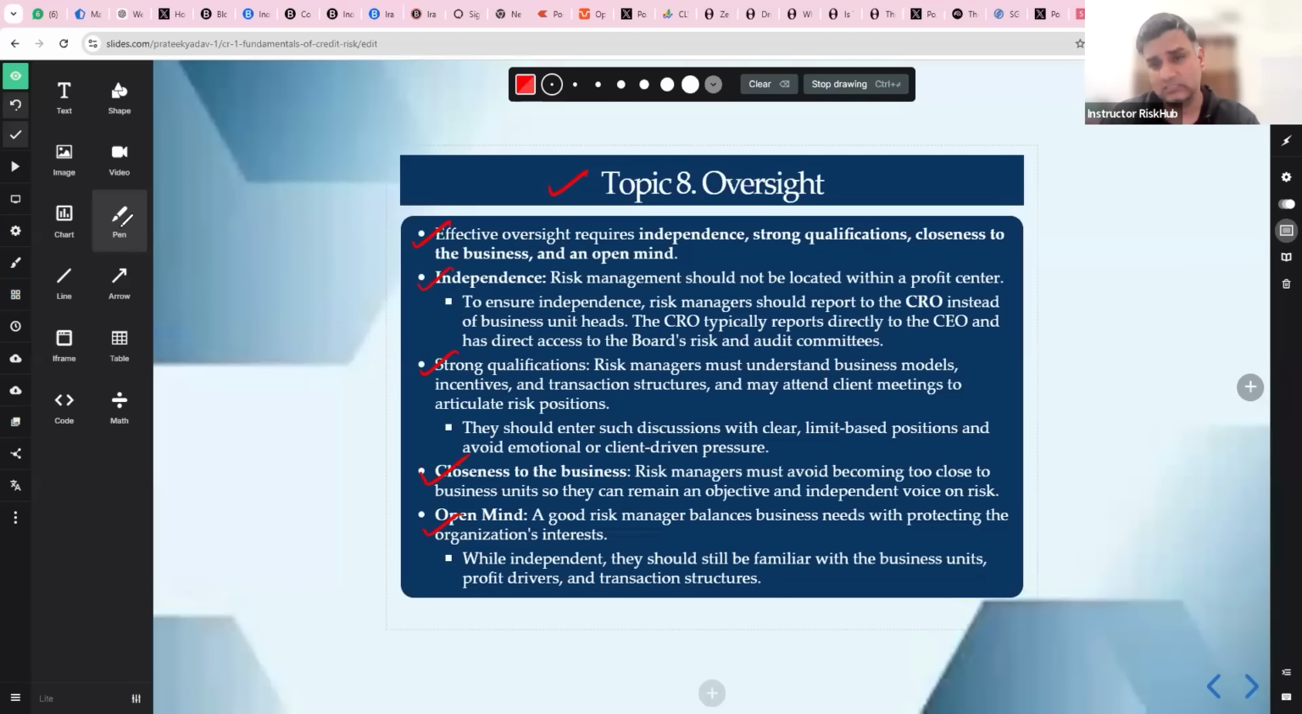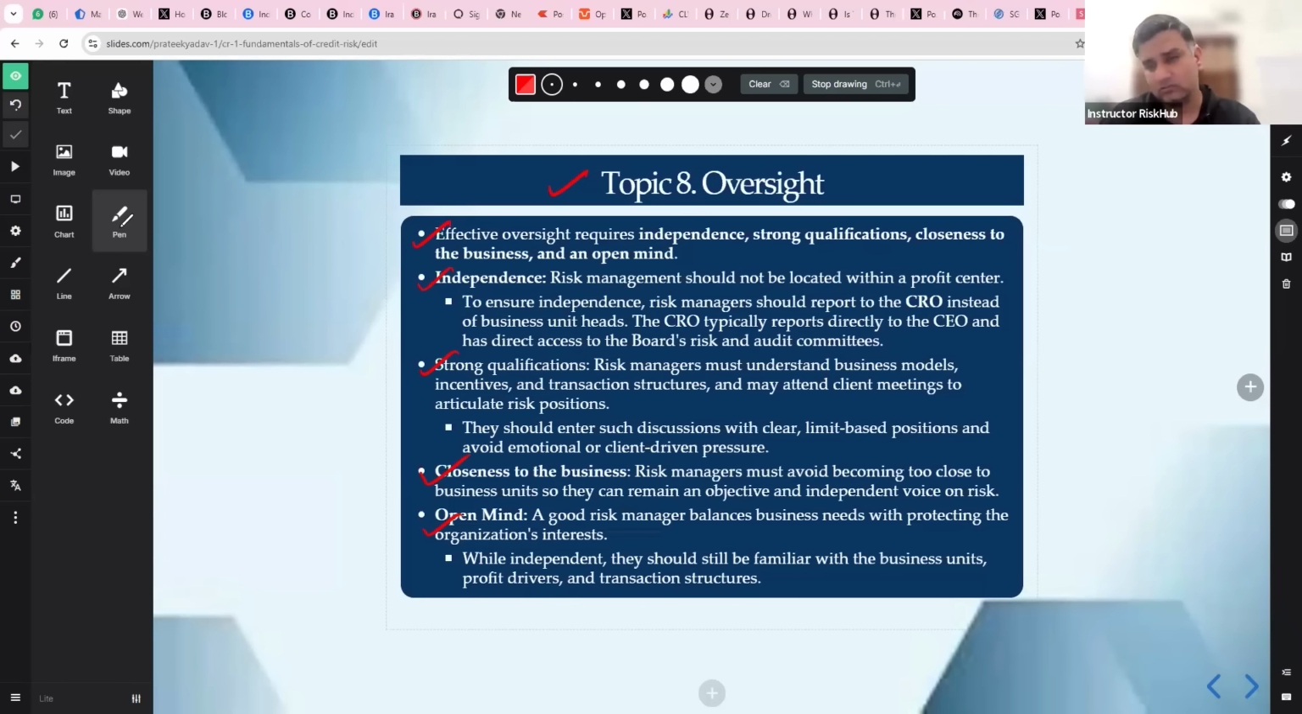Independence means risk must not sit inside a profit center, right? Why? If the risk manager reports to the head of corporate lending or the head of the trading desk, the incentives are kind of misaligned. The pressure will be: approve this deal. The pressure will be: don't block the revenue. So proper structure is important. The risk manager should report to the CRO. The CRO should report to the CEO, and the CRO should also have direct access to the board. And this preserves your independence. This connects directly to your three lines of defense, your risk culture, your Basel governance expectation, very, very exam relevant.